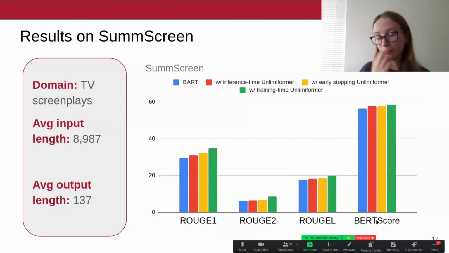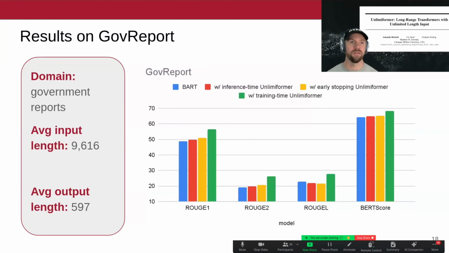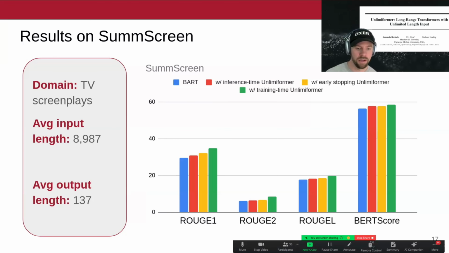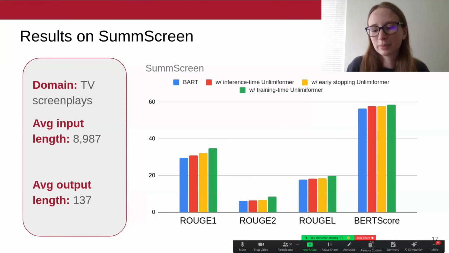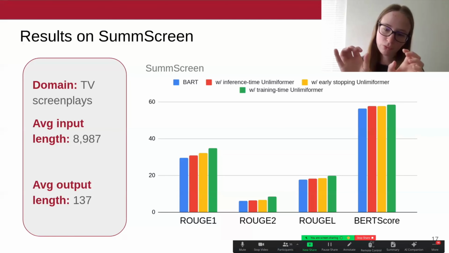BERTScore is using BERT as a scoring model, looking at similarities between outputs. Similarities of the embedding space, or? Yeah, in the embedding space. So the idea is you embed your gold and your generated reference, and you look at their similarity according to BERT.